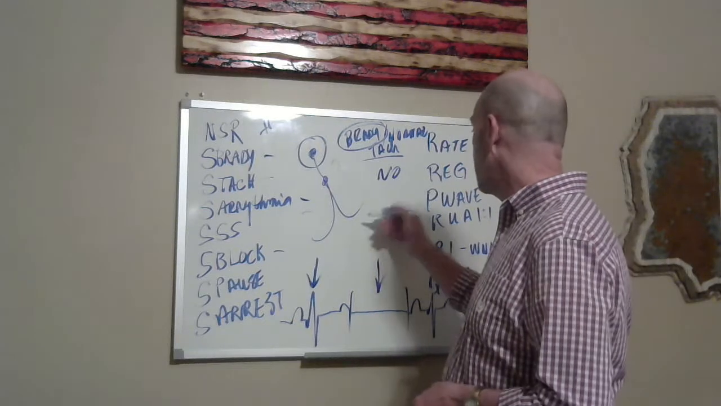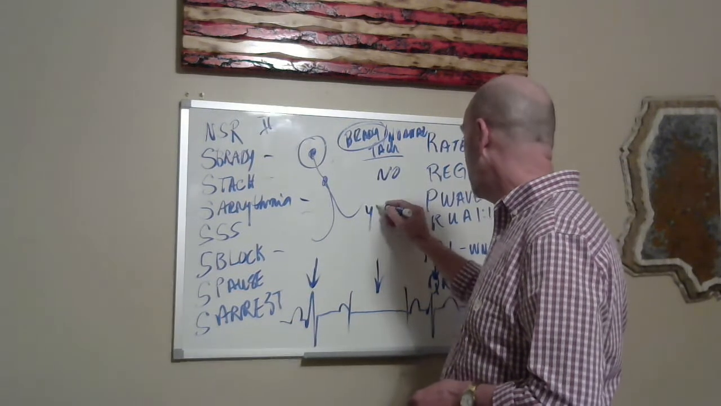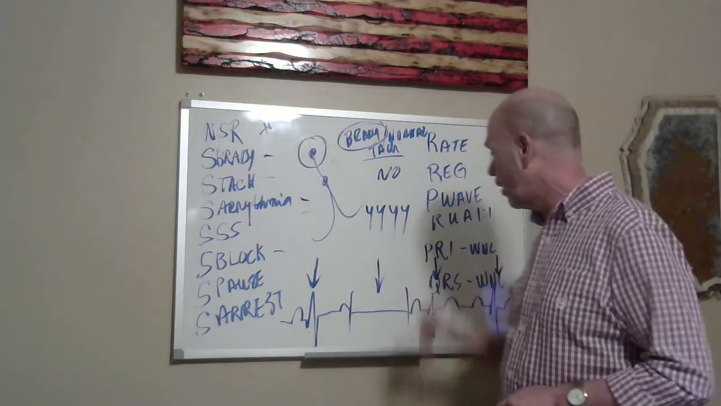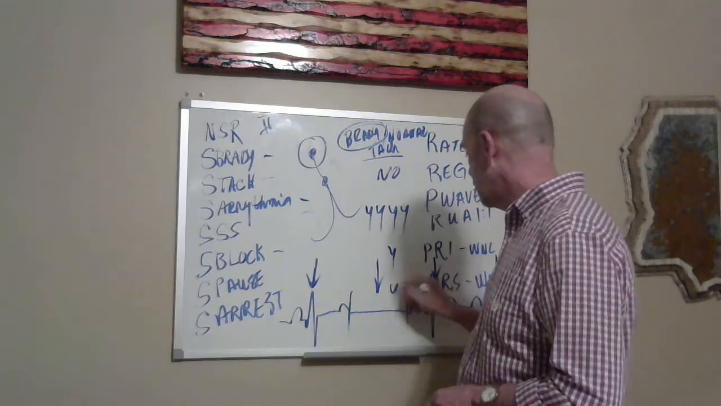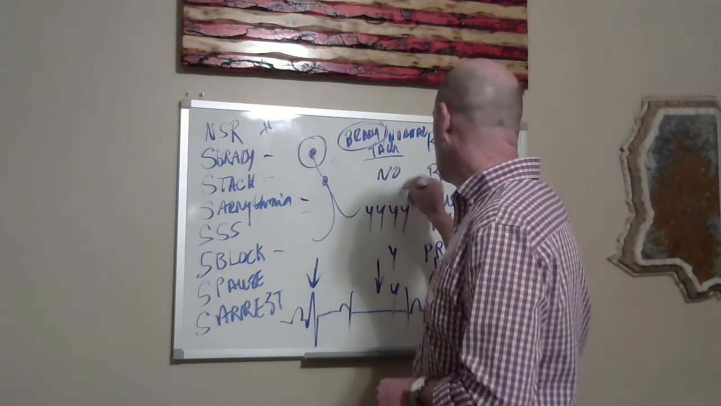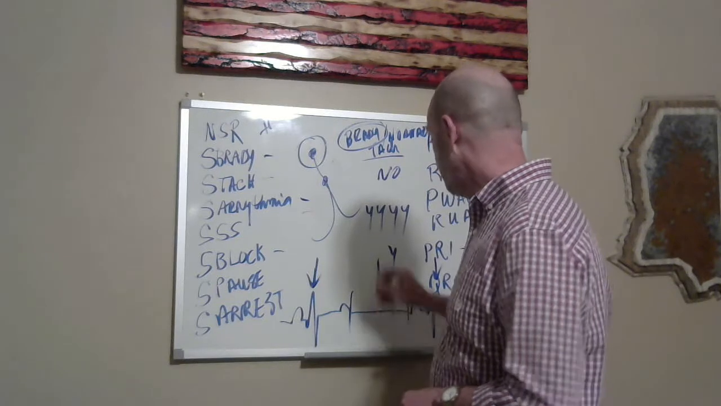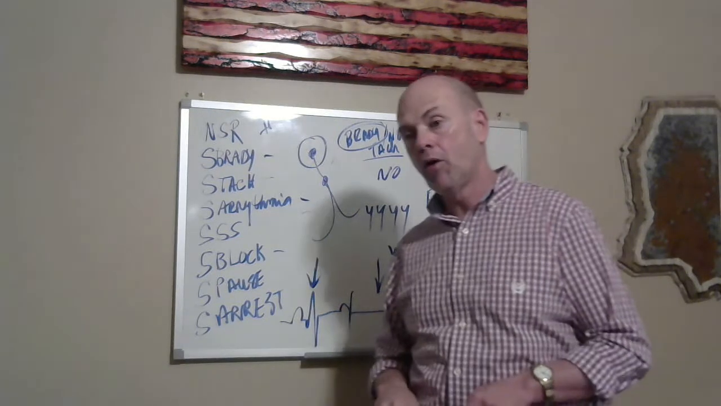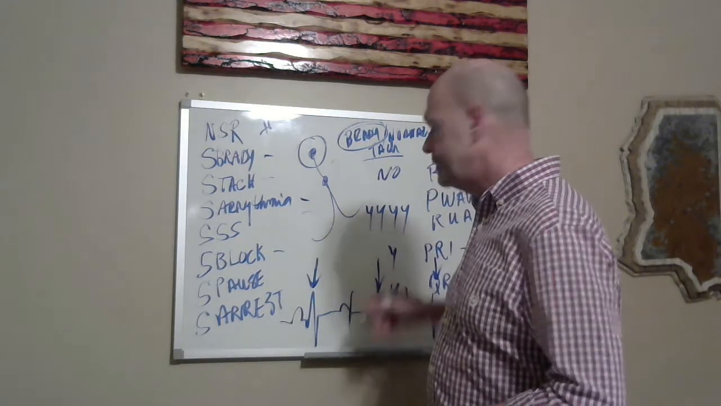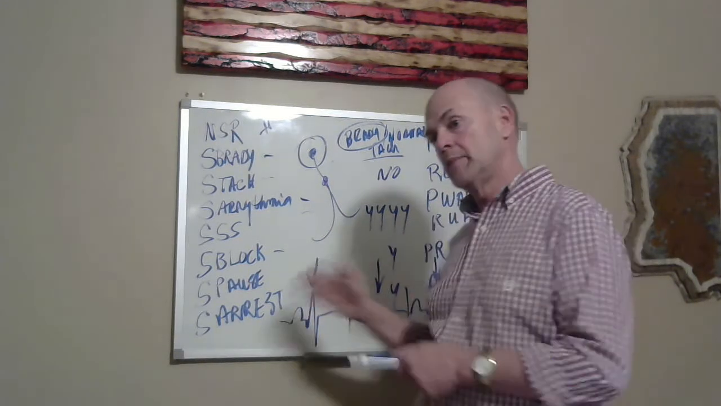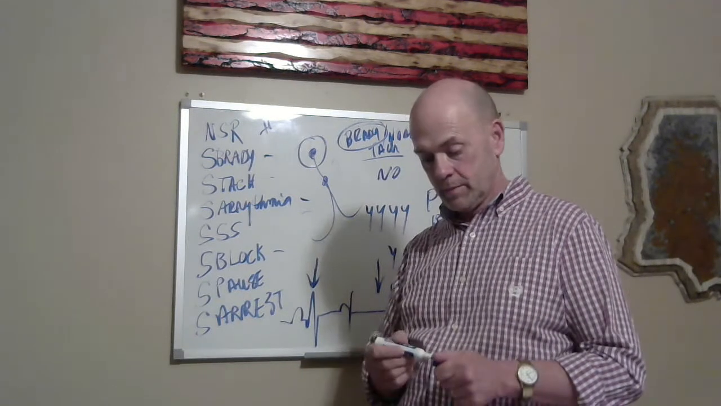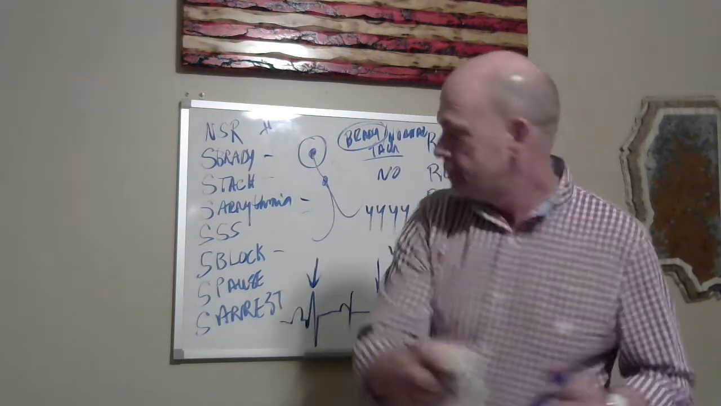P waves, are they present? Yes. Are they round, upright, all alike, one-to-one with the QRSs? They are. Is the PR interval within normal limits? QRS within normal limits. So what's weird is it's irregular, and there are periods where nothing happens at all. But if I were able to punch those R waves in, if I ghosted them into that asystolic space, they would be at equal intervals.